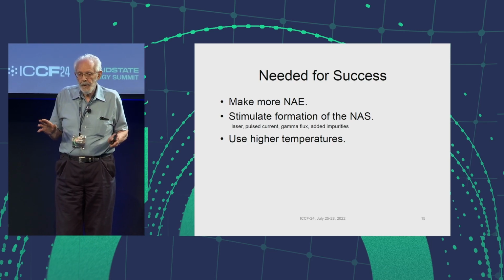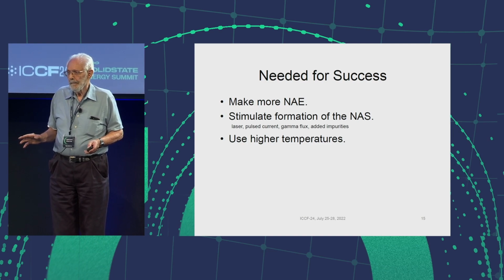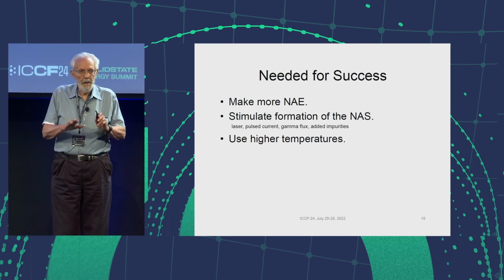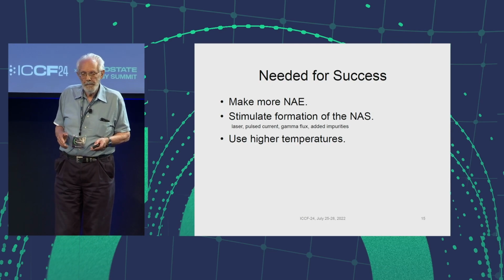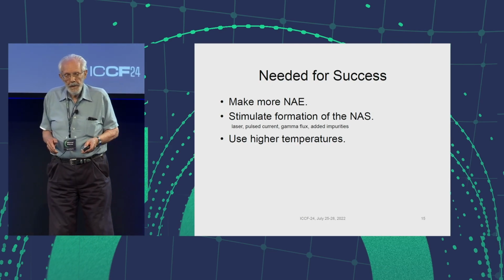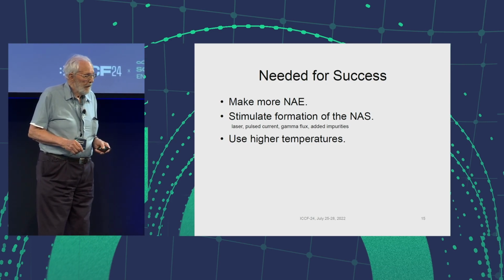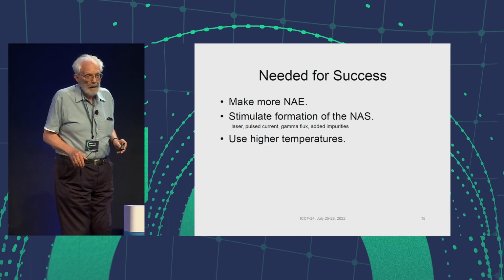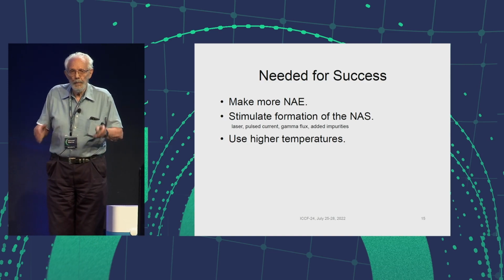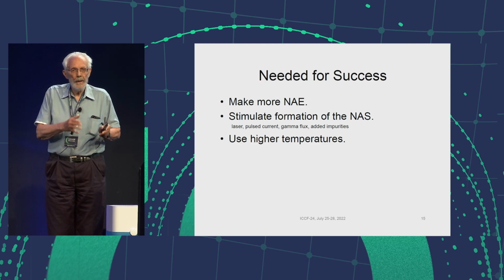Well, for success, we need three things. We need to make more of the nuclear active environment, and I've described how that could be done, and there's lots of different variations of that. Some work better than others. I happen to like mine because it seems to work quite nicely. We need to stimulate the formation of the NAS. I believe you can do that. In fact, Robert Gaddis, I believe, is doing that by applying his pulse current. That's the variable that his pulse current is affecting.